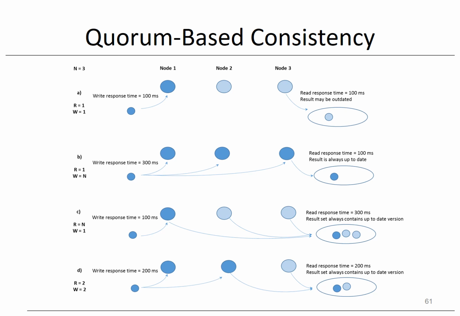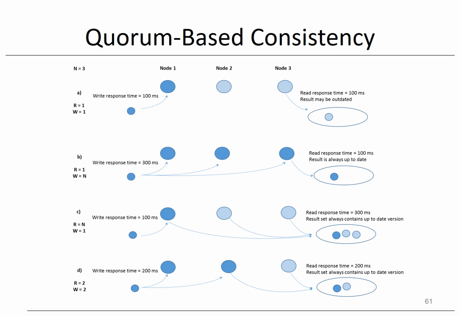As mentioned, a configuration with r plus w strictly bigger than n is guaranteed to provide at least one up-to-date replica with each read operation. This is the case in configurations B, C, and D.